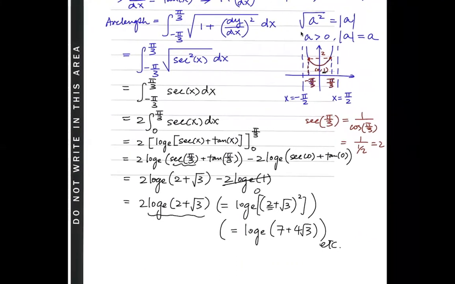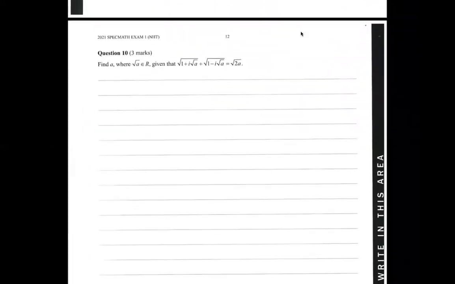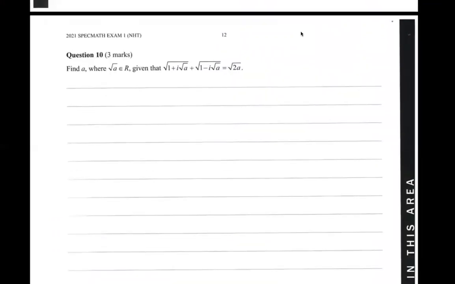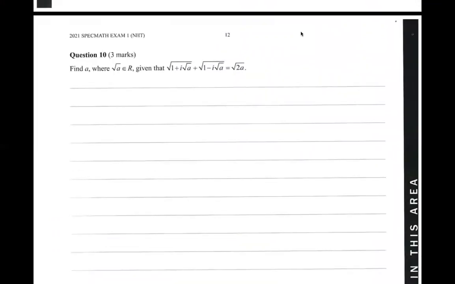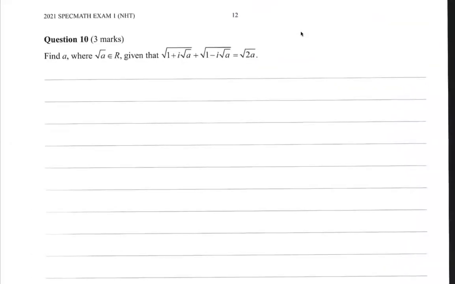Anyway, let's look at the next question. Find a, where root a is a real number, given that square root of 1 plus i root a plus square root of 1 minus i root a equals 2a. That's the last question. That's handy.